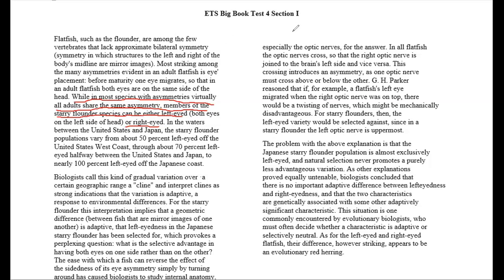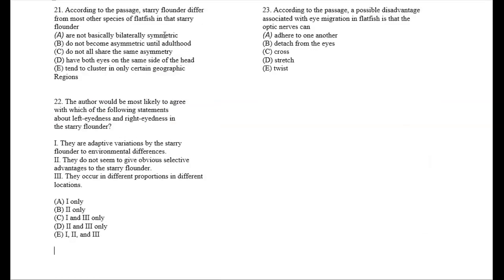Okay, so let's look at the options that we have for the question. Option A is not correct because they are saying that all flatfishes are not bilaterally symmetric, but we need to tell how the starry flounder species is different from other species of flatfish. So we'll go ahead with option C, which says do not all share the same asymmetry, because this is given to us, right? So the correct option here would be option C, do not all share the same asymmetry.